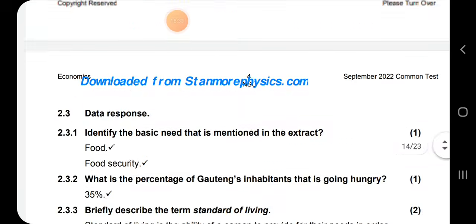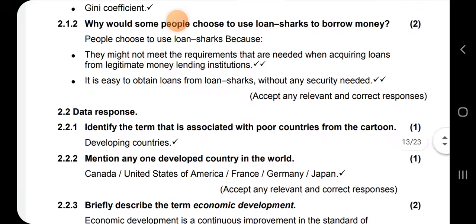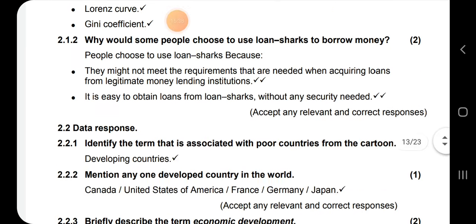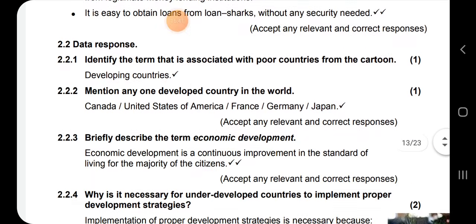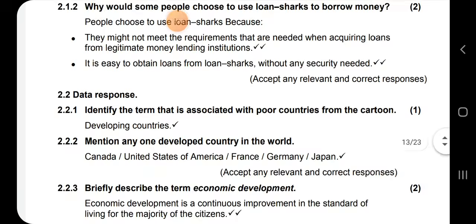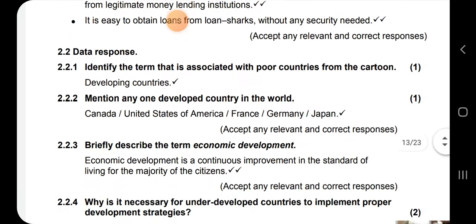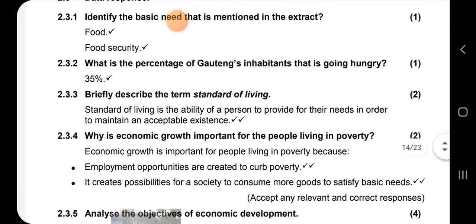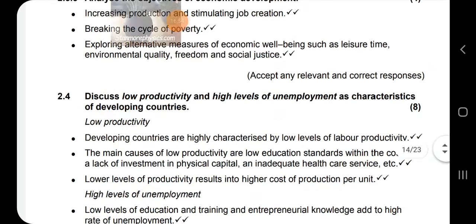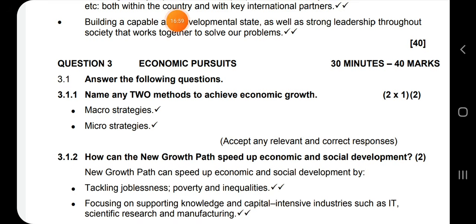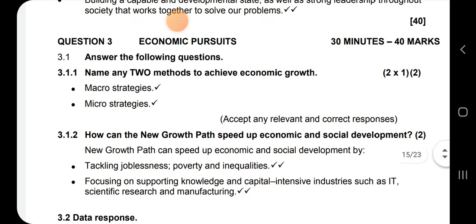Okay, so let me show you the answers that I gave you. So 2.2.1, 2.1.2, those are all the answers for question 2. Now let's go to question 3. Here we are on question 3. I'm showing you the answers already.